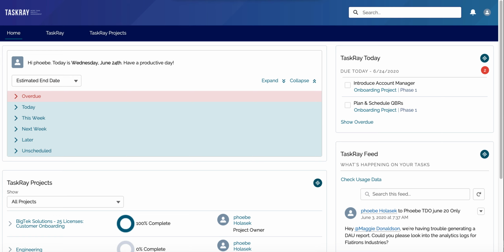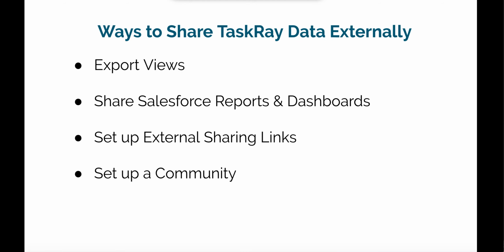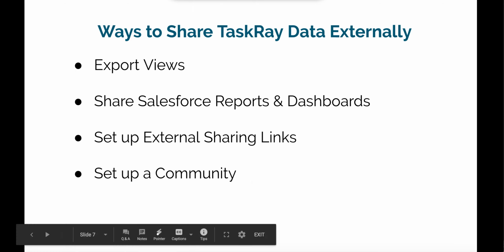So those are all the ways you can share TaskRay data externally, depending on your use case or what you need to share. You might pick one or the other, but just to recap real quickly, your options are, if you're in Starter, you can either export views or share reports and dashboards. If you're in Standard or Premium, you have the options to set up external sharing links or set up a community.